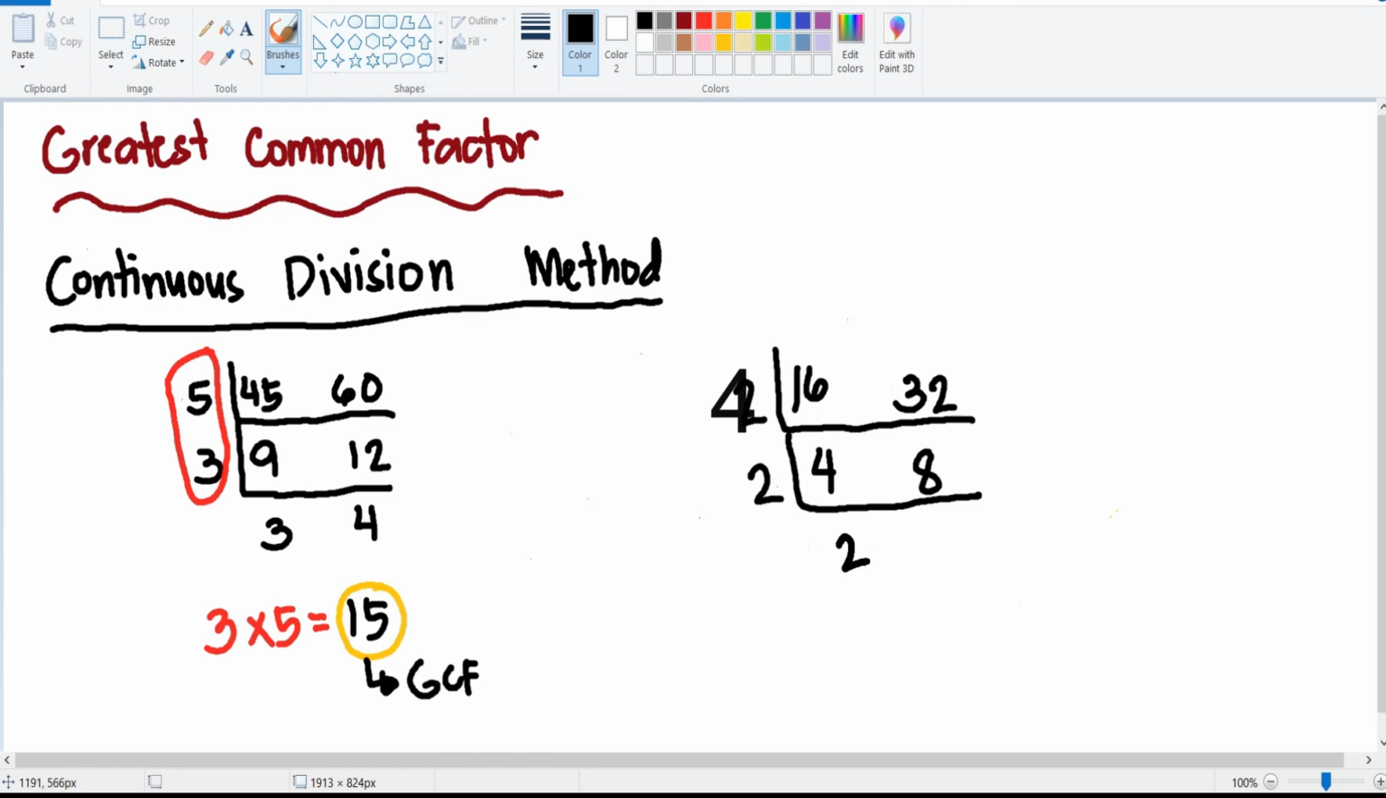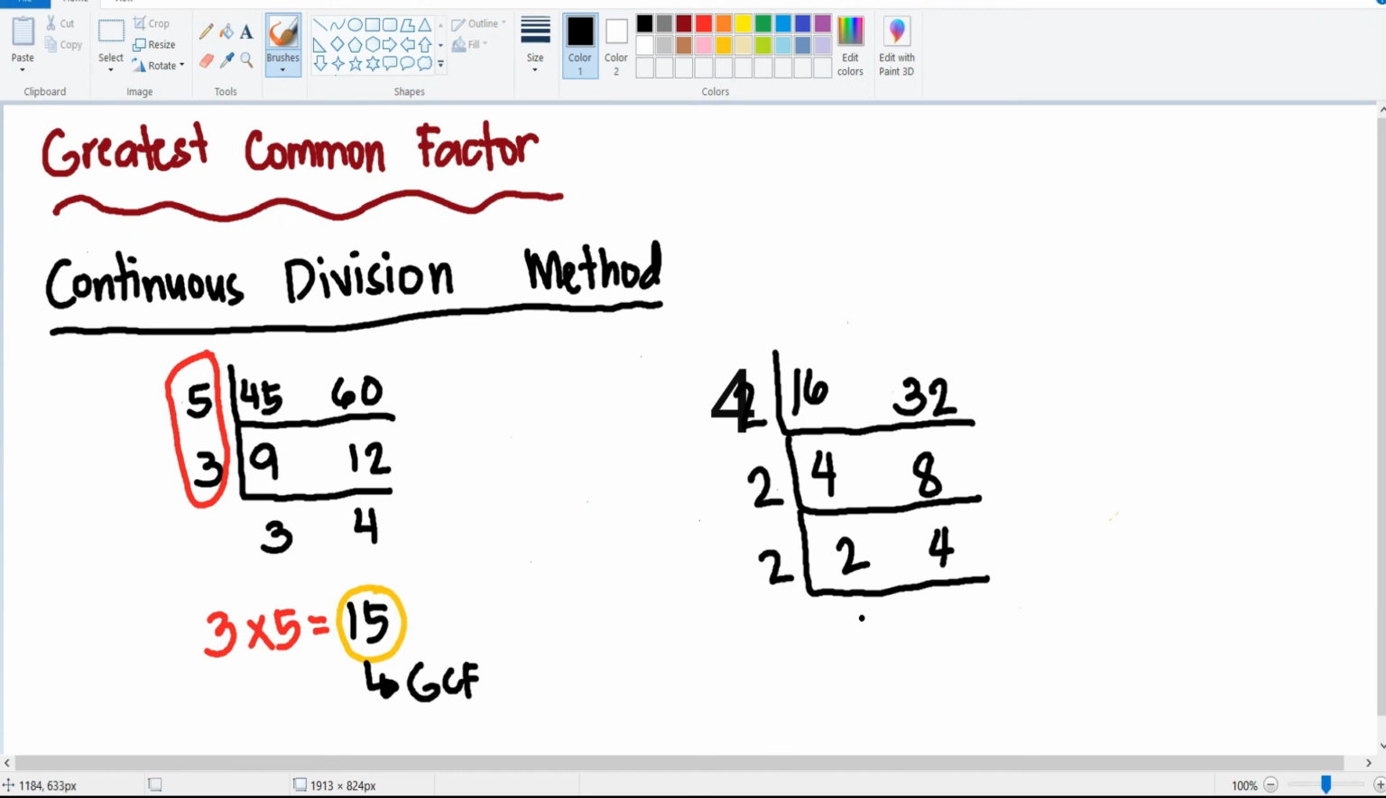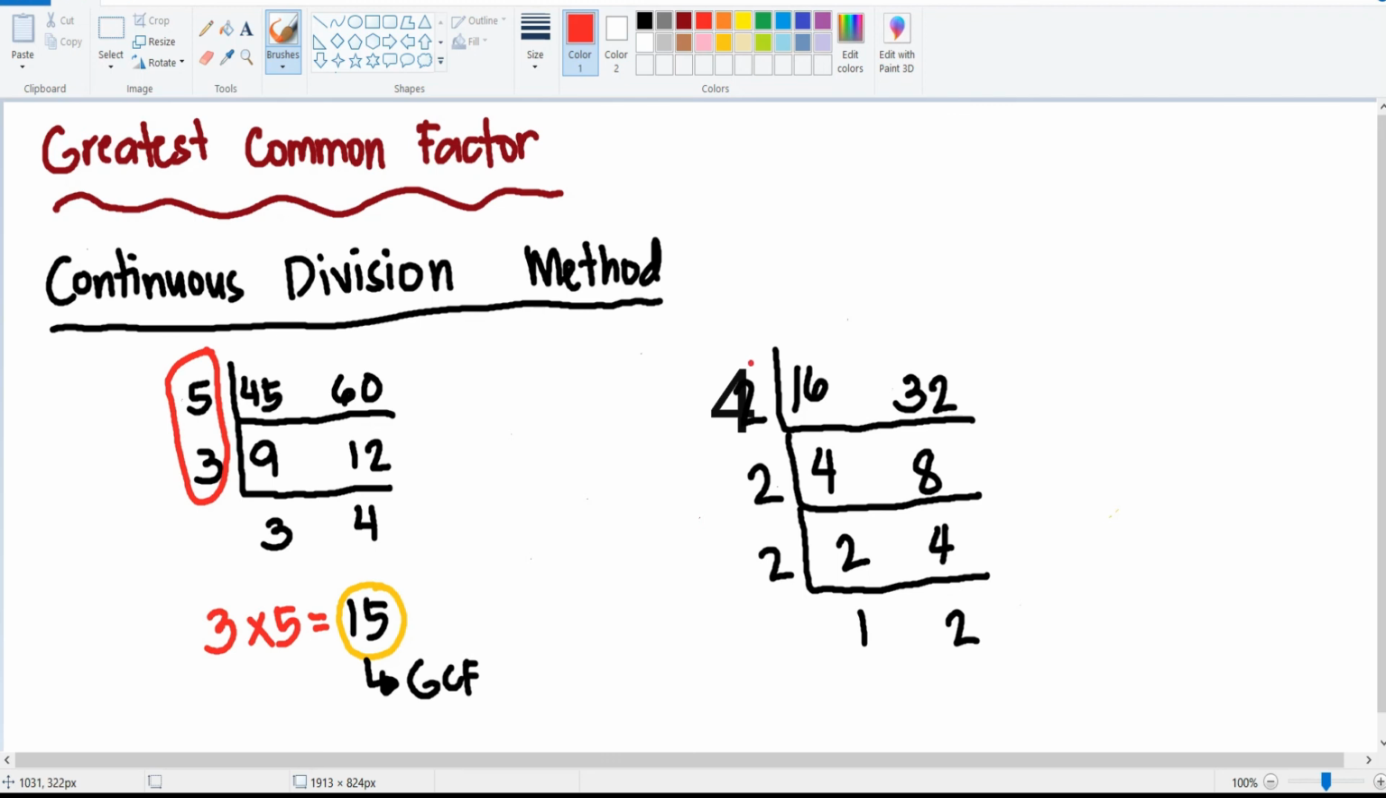So 4 divided by 2, that is 2. 8 divided by 2, that is 4. There is still a number that we can divide 2 and 4 by, and that is 2. So 2 divided by 2, that is 1, and 4 divided by 2, that is 2. And we are left with 1 and 2. So there is no more a number that we can divide 1 and 2 by except for 1. So let us now multiply all the numbers in the left side. So we have 4 times 2 times 2. And our final answer or our GCF will be 16.